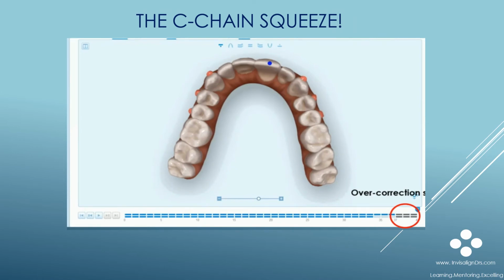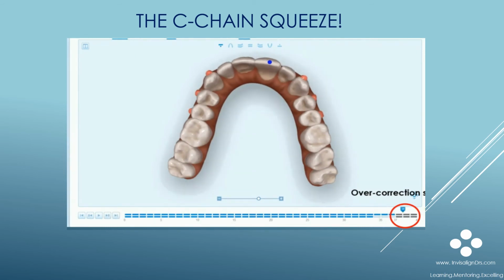Here's a video loop showing how the C-chain works in the upper arch. Let me turn it on. Okay. They are overcorrection aligners and occur at the end after the regular stages. You can see anterior retraction is the only programmed movement. The lower C-chains work the same way. They are not always needed at the end, but can come in handy for a variety of reasons. Therefore, you want them for all of your cases.